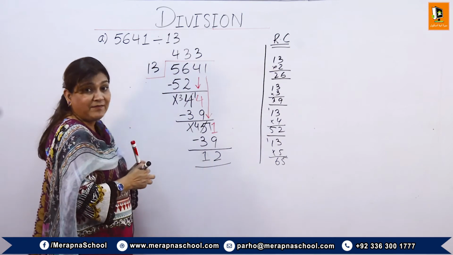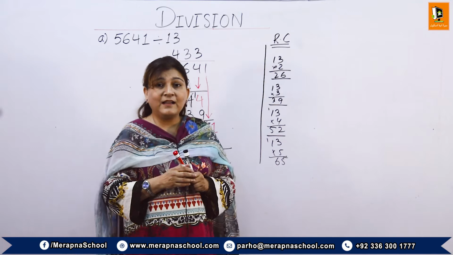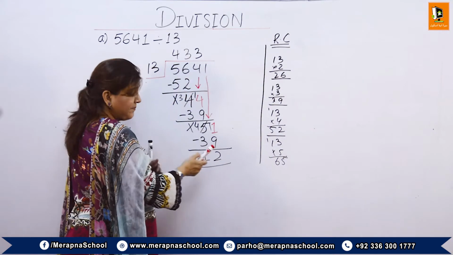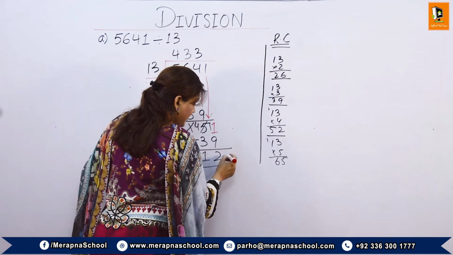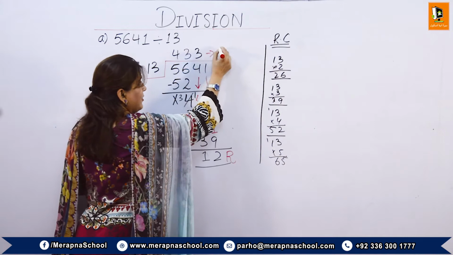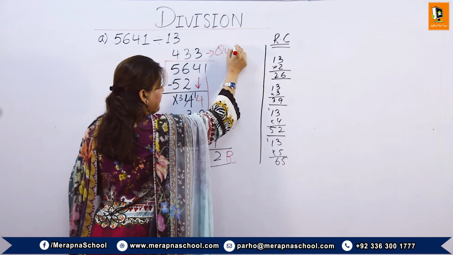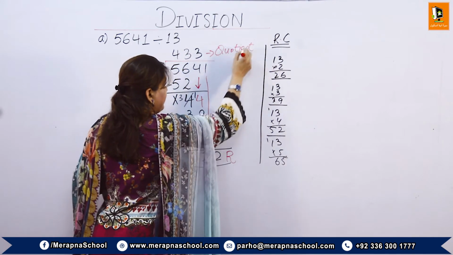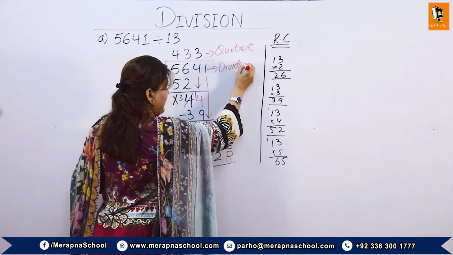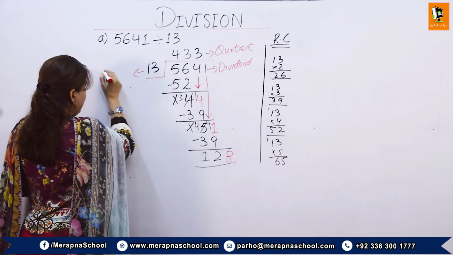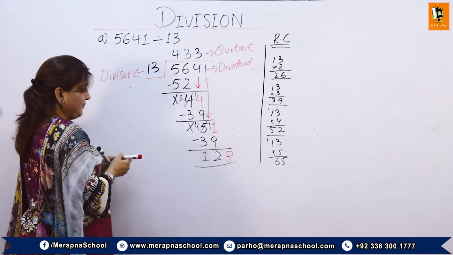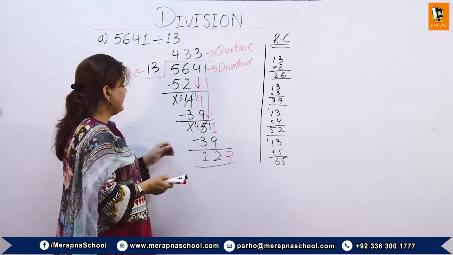Now we have 12, and that is the remainder, because we do not have any number left here. So we call it a remainder. In short form, remainder you can write as R, and this is your quotient, and this one is the dividend, and this one is the divisor.